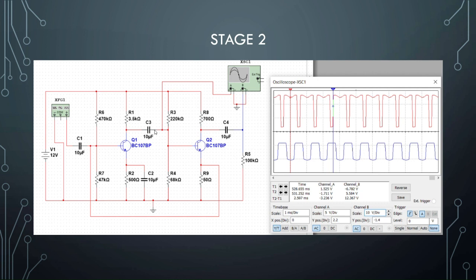Then the negative output flows through transistor 2 and is inverted to positive.